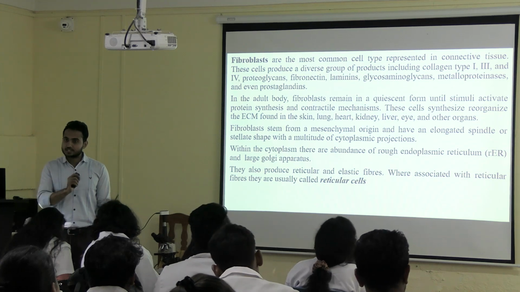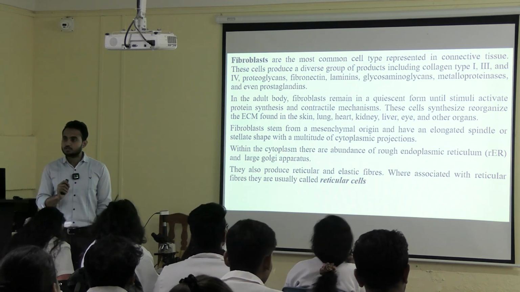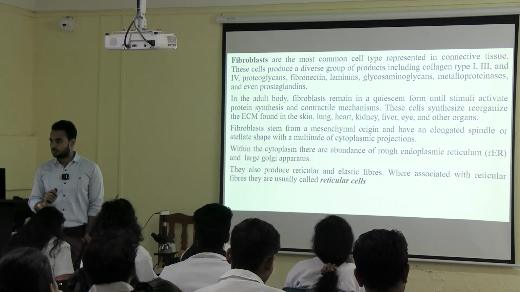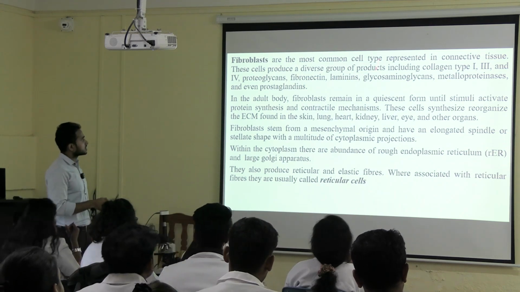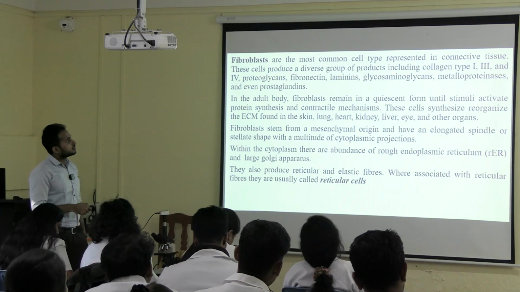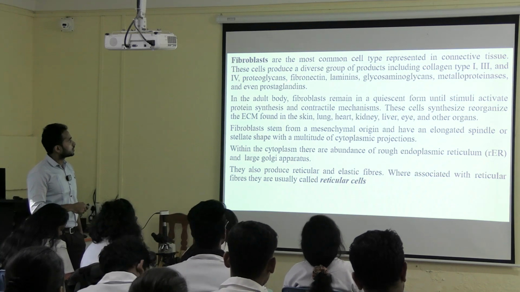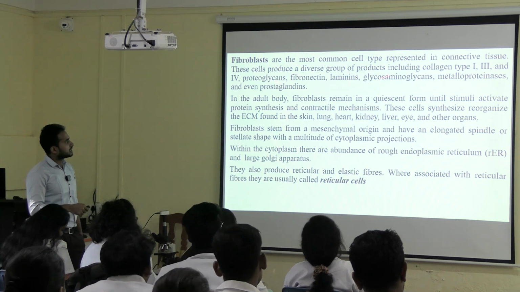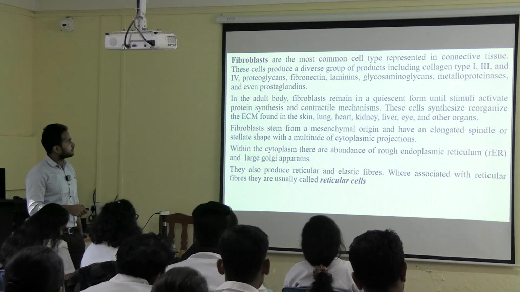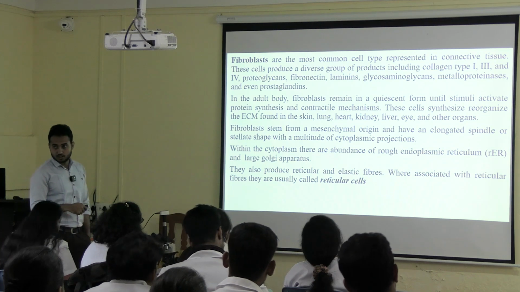If a particular cell is given a particular name, it will have an important function. Now, what is that important function? It produces different types of collagen: collagen 1, 2, 3, proteoglycan, then fibronectin, laminin, glycosaminoglycans, metalloproteinases, prostaglandins, etc.